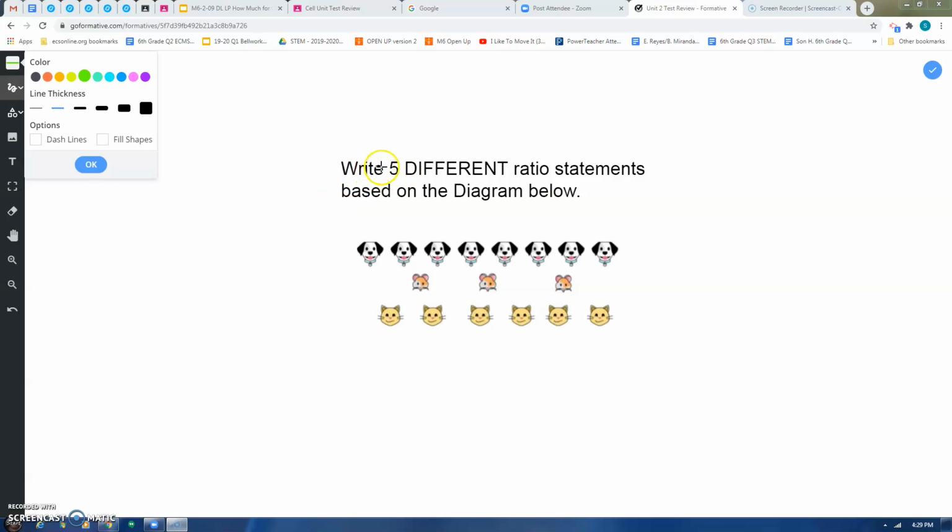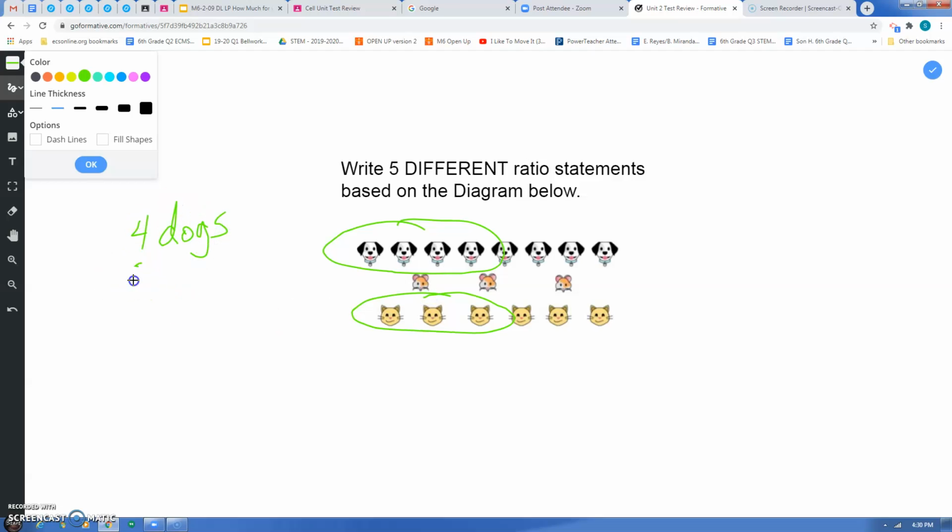Alright, we're doing test review for Unit 2 test. 5 different ratio statements based on the diagram below. So one I can do is 4 dogs, 3 cats. Okay, so 4 dogs, 3 cats. Or I can do the same thing, but double the numbers, the whole thing.